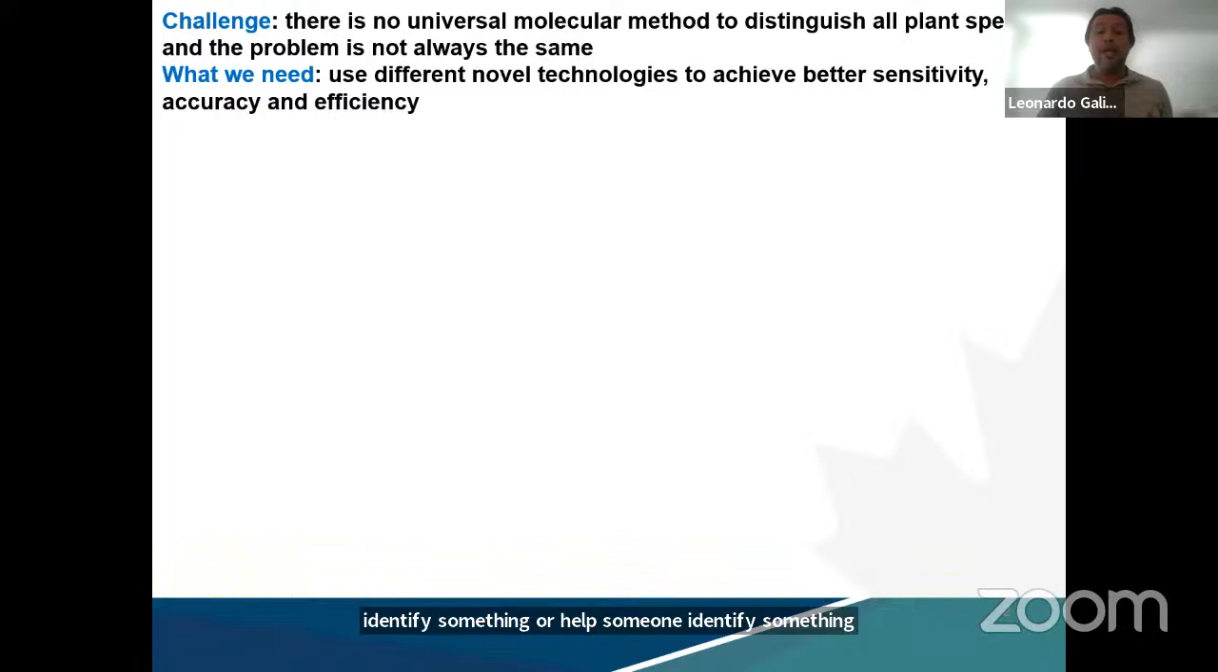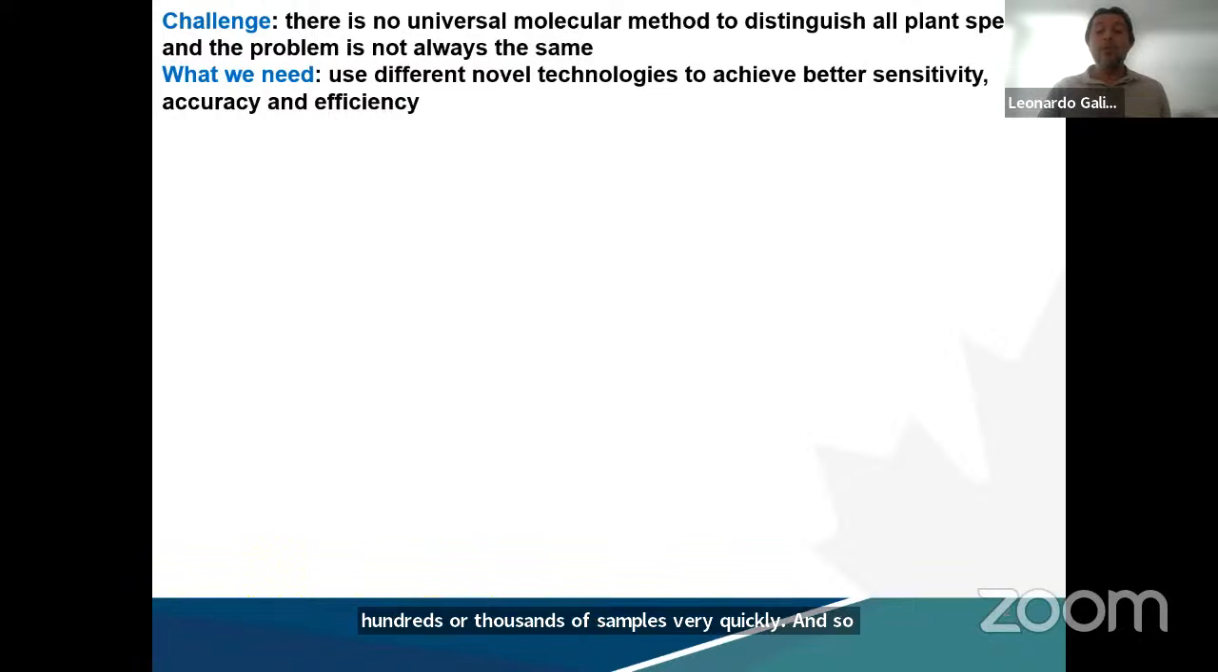So to solve these problems, we need to use different techniques that allow us to increase sensitivity, so be able to detect very low amounts of a contaminant, increase accuracy, know what species we are dealing with, and increase efficiency. So how do we do things faster and maybe implement high throughput processes that allow us to process hundreds or thousands of samples very quickly?